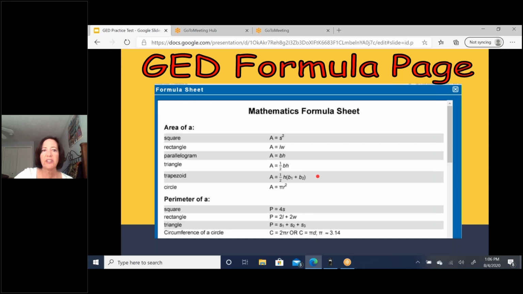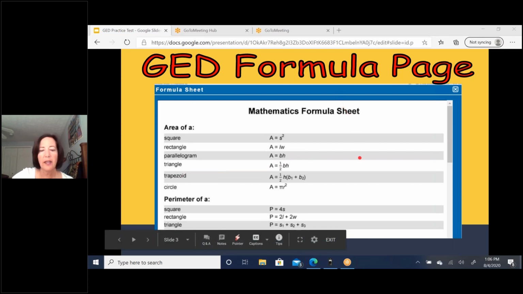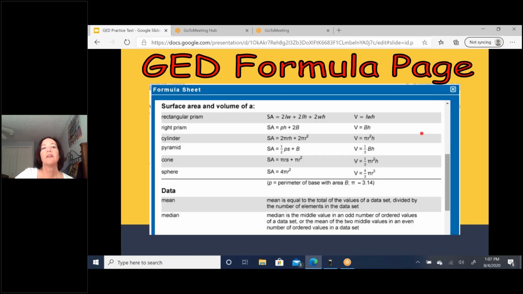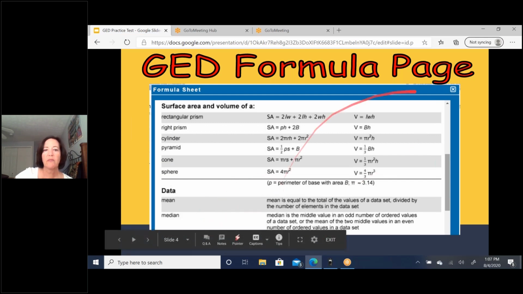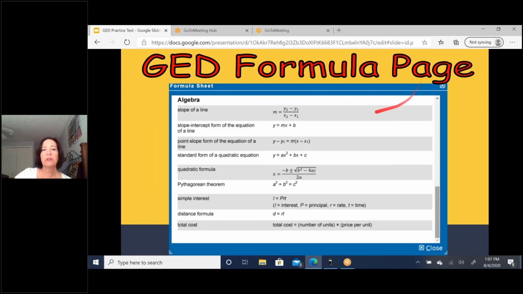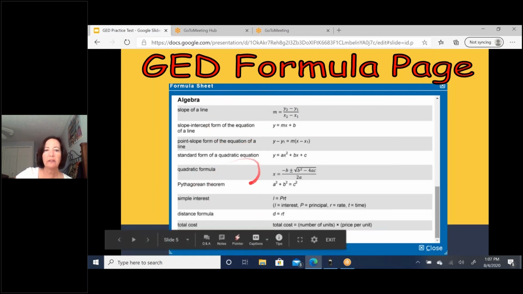The formula page has several sections. It starts with geometry. You've got a section on area and volume. You've got perimeters. They cover surface areas and volumes. You've got some data formulas. You've got algebra, both linear and quadratic formulas. And then you've got some basic interest formulas and the distance formulas and some things like that.